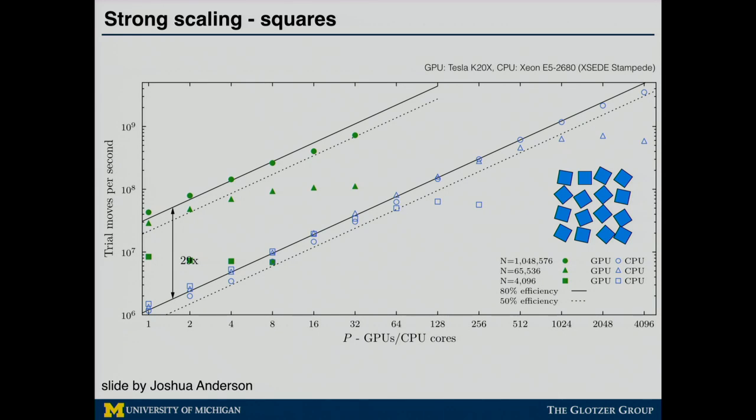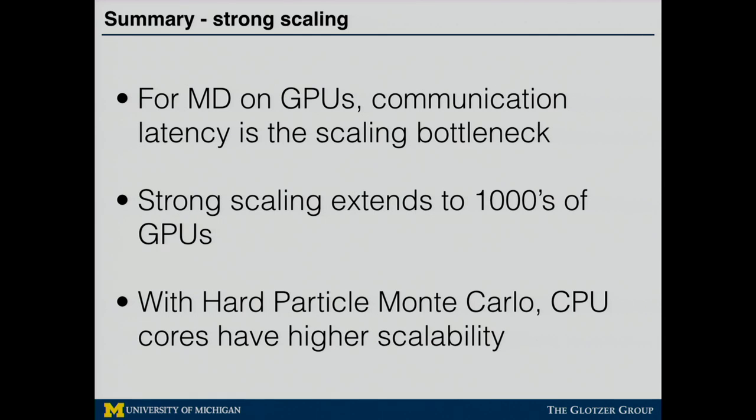This is not too surprising for us because we know that the parallelism inherent to the Monte Carlo algorithm is limited compared to the one in the molecular dynamics algorithm. To summarize this part, when it comes to MD on GPUs, we know that communication is basically the most limiting factor, and it still allows us to scale up to thousands of GPUs. And this is different with hard particle Monte Carlo, where communication is not really the limiting factor, but the CPU cores demonstrate better scalability than GPUs there.